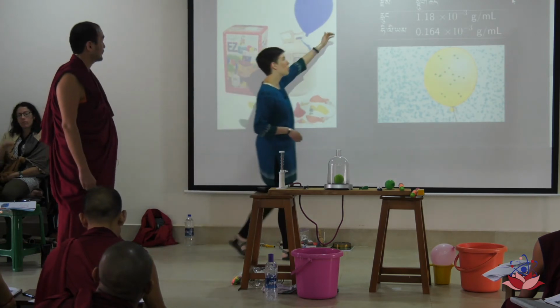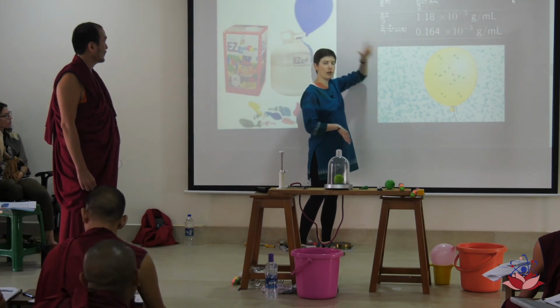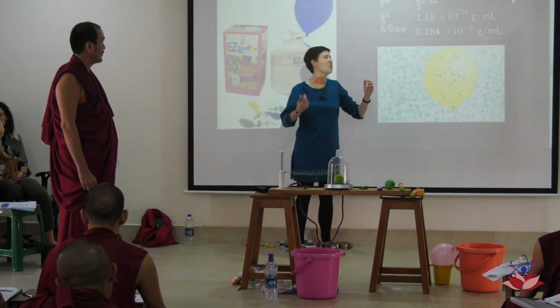So this is 1/1000th, 1 divided by 1,000th of the density of water.